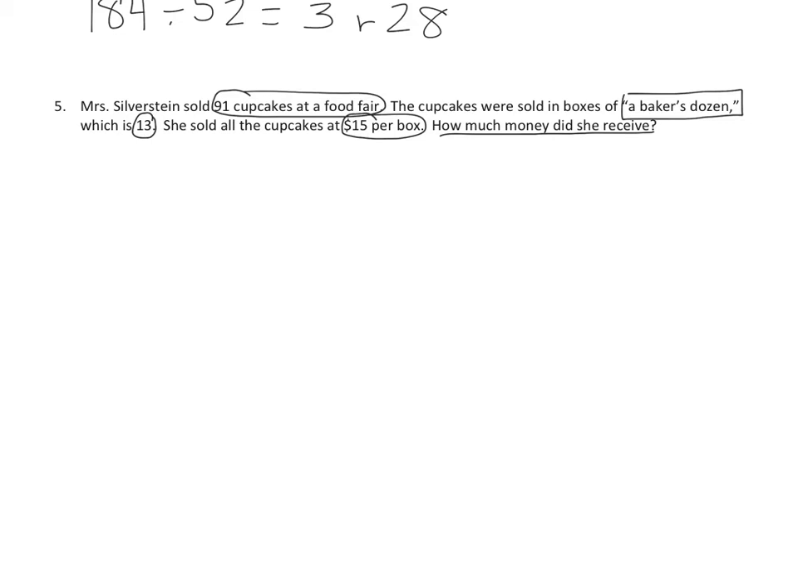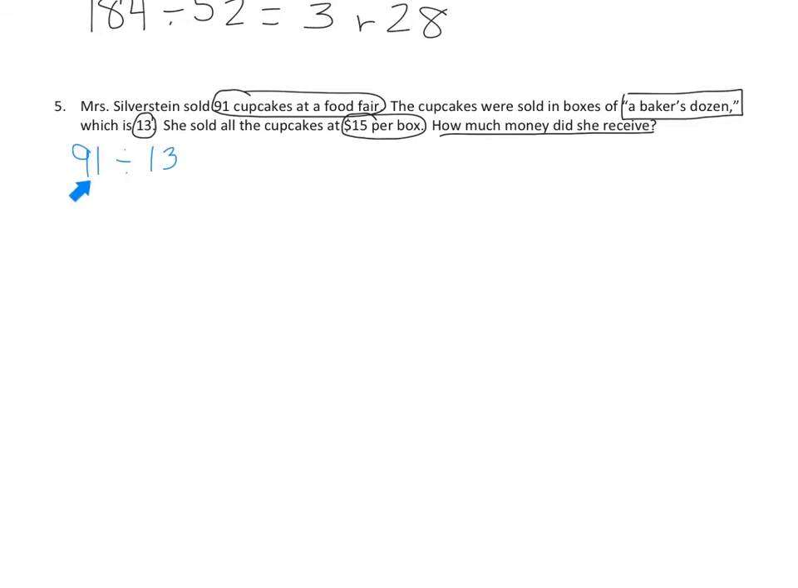So let's go back and read carefully again. I do know that Mrs. Silverstein sold 91 cupcakes at the food fair. But she sold those cupcakes in boxes of a baker's dozen, or boxes of 13. So I don't know how many boxes she sold, and she sold all the cupcakes at $15 per box. She didn't sell 13 boxes, and she didn't sell 91 boxes. So we have to do some math to figure out how many boxes she sold, and then multiply it by 15 to figure out how much money she got.